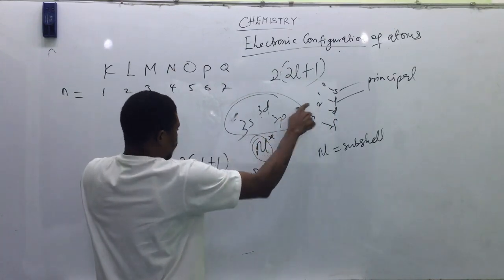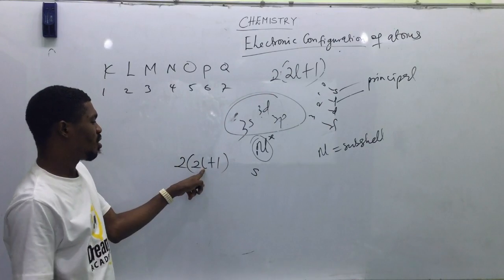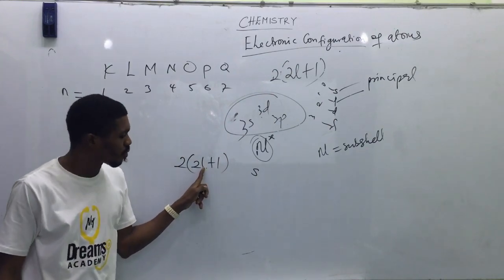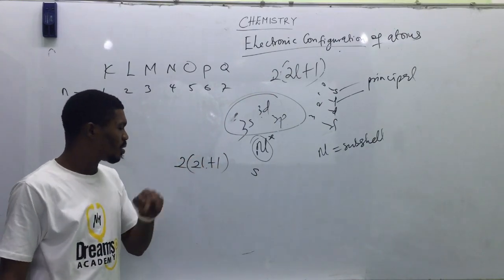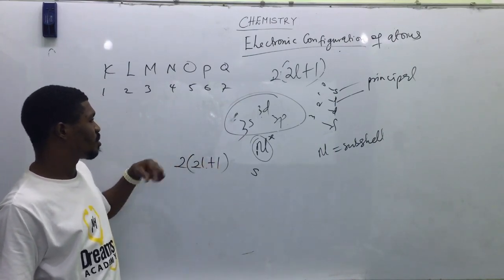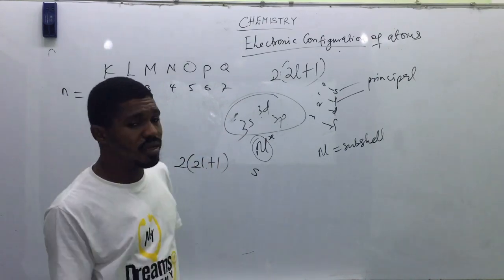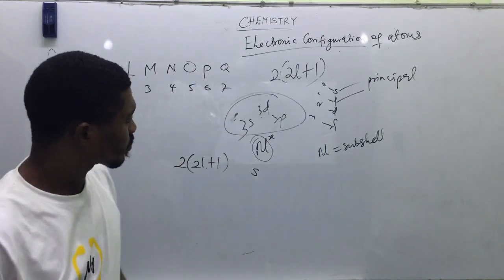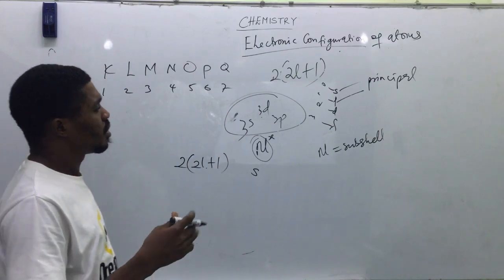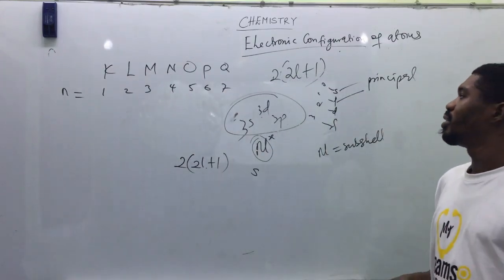Then, similarly, the maximum number of electrons the D subshell can accommodate can be obtained by putting the L value of D, which is 2, into this equation. 2 times 2 is 4, and 4 plus 1 is 5. 5 times 2 is 10. So it means the maximum number of electrons the D subshell can accommodate is 10. Take note of that.